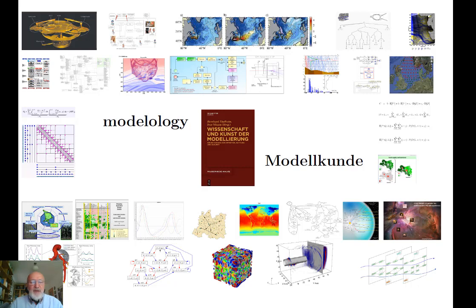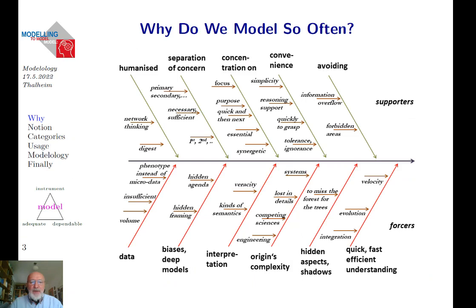And for this reason, we should now try to analyze what is in reality a model. First of all, we should, however, answer a question. Why do we use models? We use models because we are humans. And we use a little approach for that. We separate things of concern. We concentrate on something. We would like to have a convenient treatment of our environment, our thoughts, our things. And of course we would like to avoid information overflow and anything else.